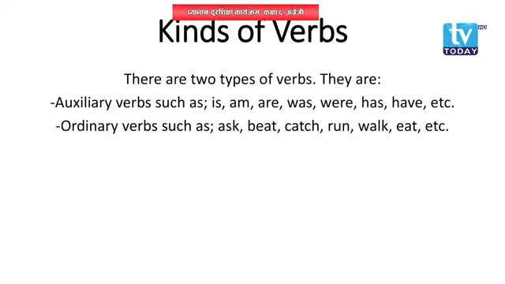Auxiliary verbs are such as is, am, are, was, were, has, have, etc. What are the examples of auxiliary verbs? The examples of auxiliary verbs are is, am, are, was, were, has, have, etc. Whereas ordinary verbs are such as ask, beat, catch, run, walk, eat, etc. So what differences do you find between auxiliary verbs and ordinary verbs? Did you find any differences?